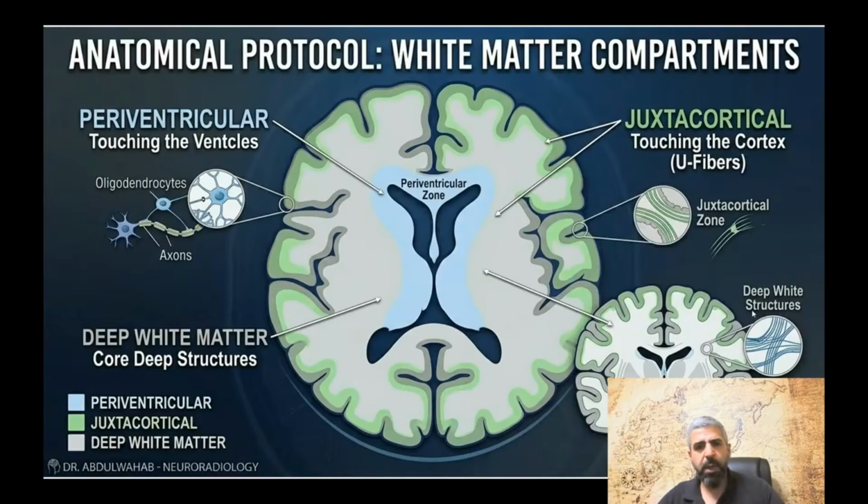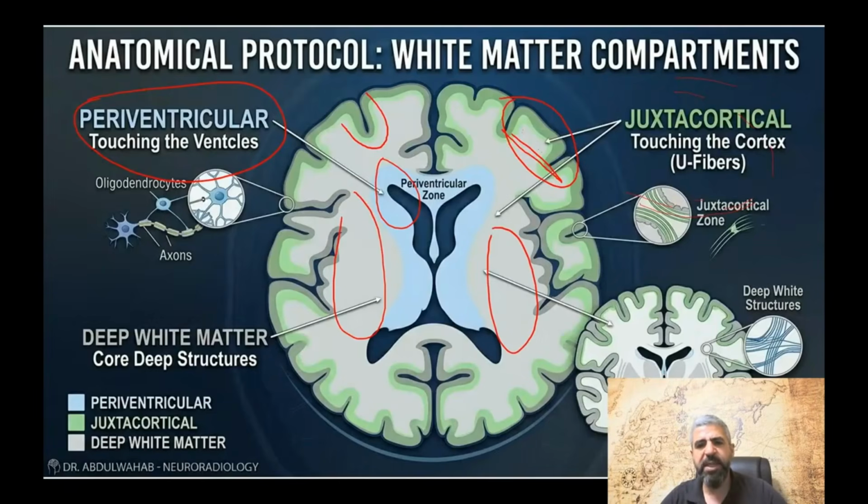We have to know what we mean when we say juxtacortical, which means just touching the cortex. This is the cortex here. It's just touching the cortex. This is juxtacortical, and these are called the U fibers because they are shaped like the letter U, okay? And we have the periventricular, which means just around the ventricle, and these parts here are what's called the deep white matter.